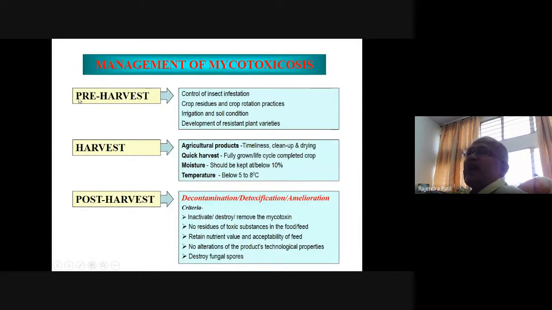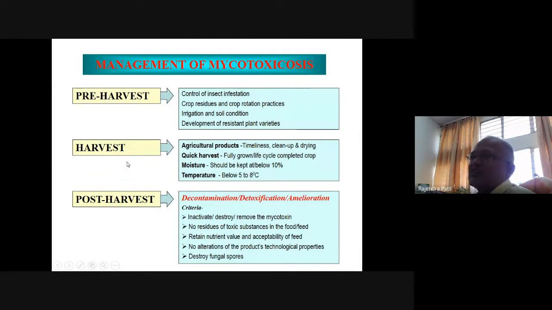Then the pre-harvest management includes control of insect infestation, crop residue, crop rotation practices, irrigation, soil conditions, and development of resistant plant varieties. These are the methods by which we can avoid the pathogenic fungi. Like insects, if you control the insects, they will not damage the grains, and ultimately the fungus will not get an opportunity to contaminate the grains. So the pre-harvest methods we have to follow.